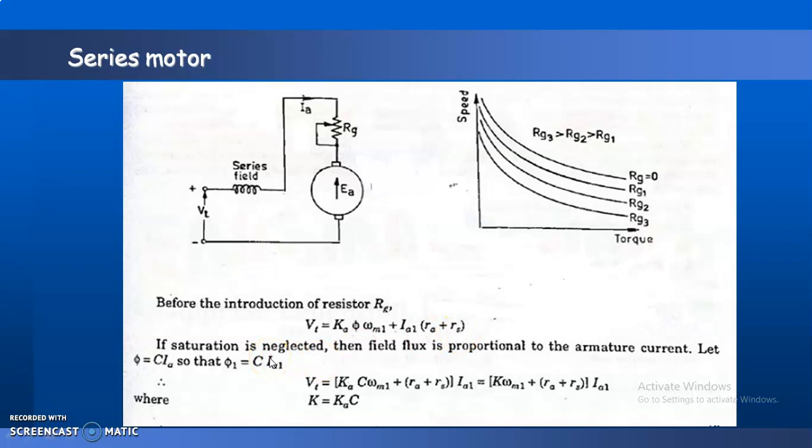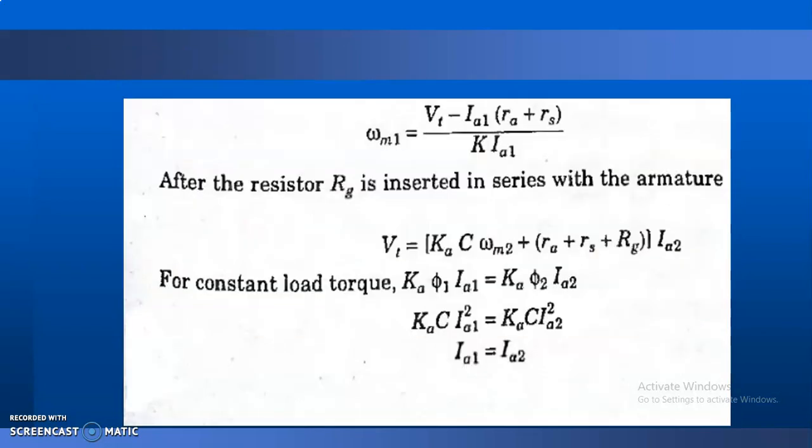If saturation is neglected, as the field is connected in series with the circuit, an increment of armature current means an increment of field current. Here field current and armature current are the same, so flux is increased, and vice versa. So phi is linearly proportional to Ia. Taking saturation as neglected, phi = C Ia, where C is a constant, so the equation is Vt = Ka C omega m + (Ra + Rs) Ia. Now this one is for the first field.